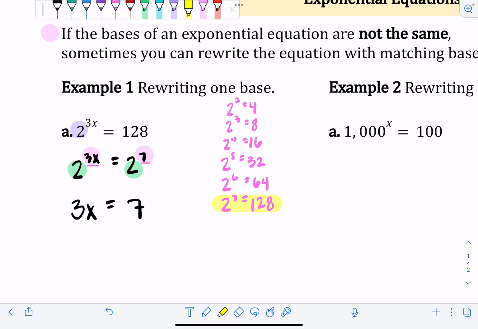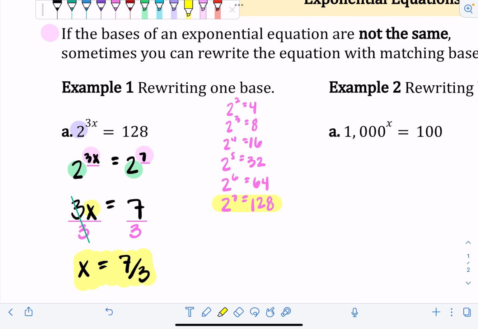And now our goal is to get x by itself to solve for it. The 3 is being multiplied by the x. To undo multiplying by 3, I would divide both sides by 3. And 3 divided by 3 would cancel out, and I'd be left with x equals 7 thirds. So x equals 7 thirds.